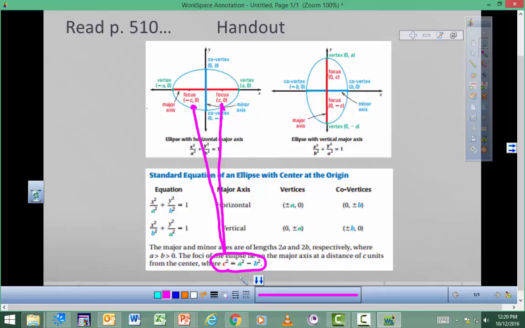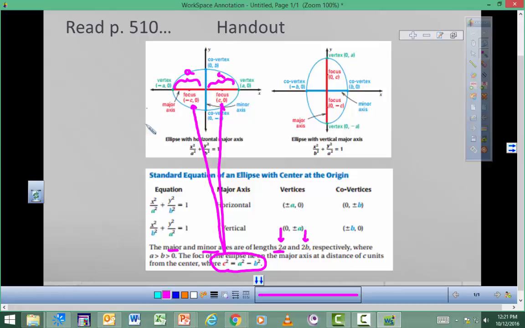Okay, so some other things you should realize is that you have a major axis and a minor axis, okay? The total length of the major axis is 2a, and the total length of the minor axis is 2b. So if you take a look here, this entire length right here is a. And naturally, because of symmetry, this is also a. And so the entire length from here to here is 2a. Get it?